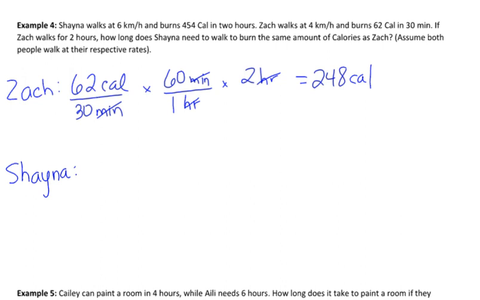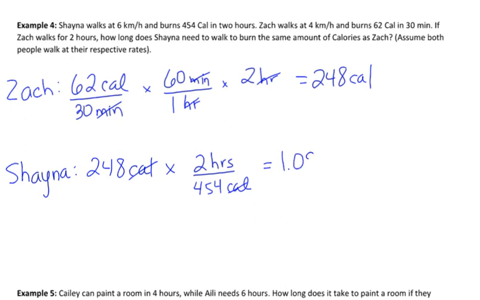So Shayna needs to burn 248 calories to match Zach. She burns 454 in 2 hours. So in 2 hours, she burns 454. Not 254. Calories cancel. 248 times 2 divided by 454 is 1.093 hours.